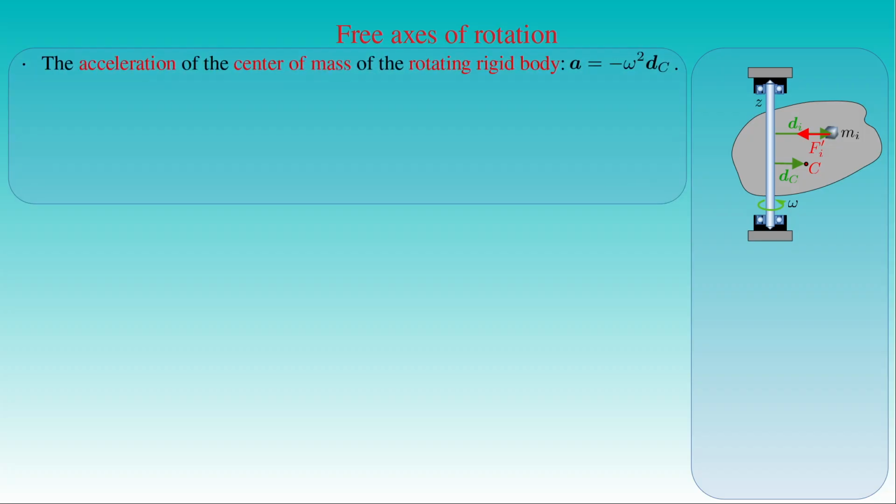Let us discuss the consequences of the vanishing net force acting on a rotating rigid body and the vanishing torque produced by the forces that the ball bearings exert on the axle about which the body is rotating. If dc denotes the direction vector pointing from the axis of rotation to the center of mass c of the rigid body, then the acceleration a of the center of mass rotating with the angular velocity omega is equal to minus the square of the angular velocity omega, times the distance vector dc.